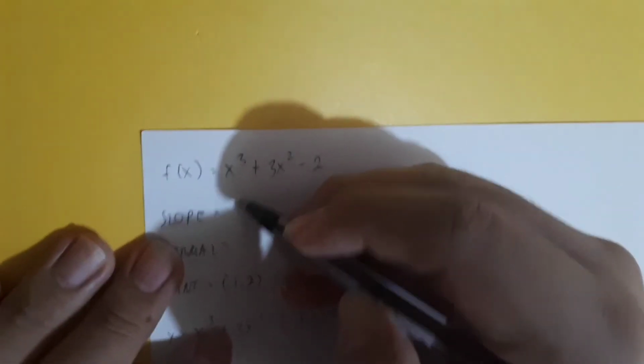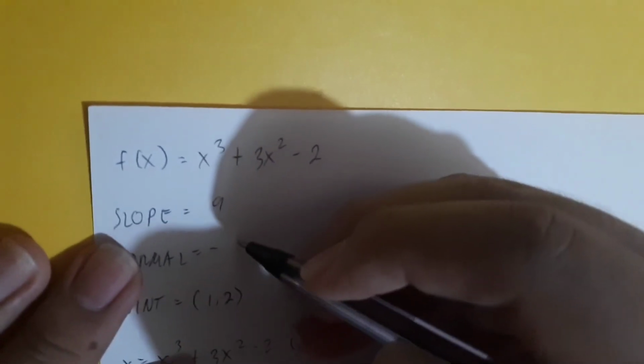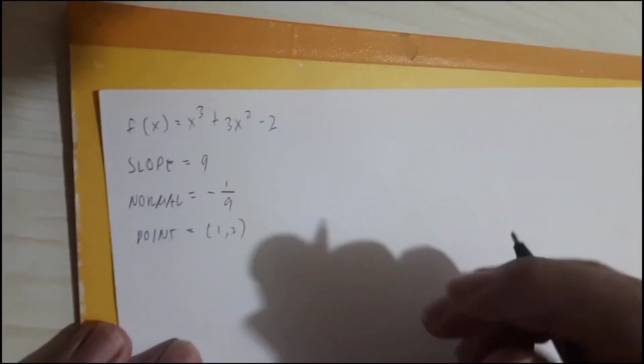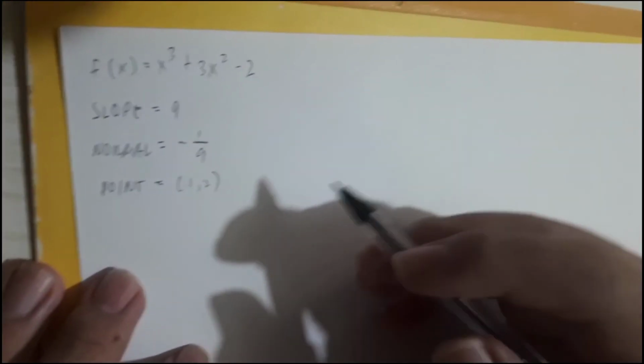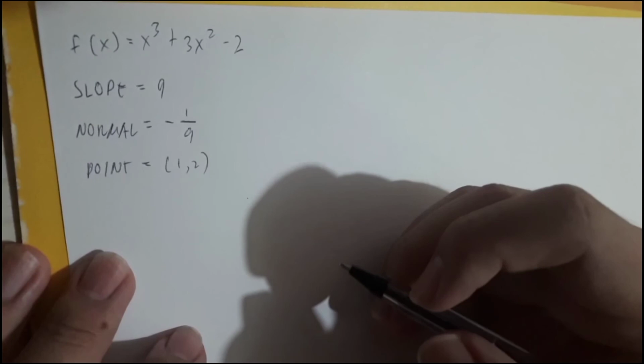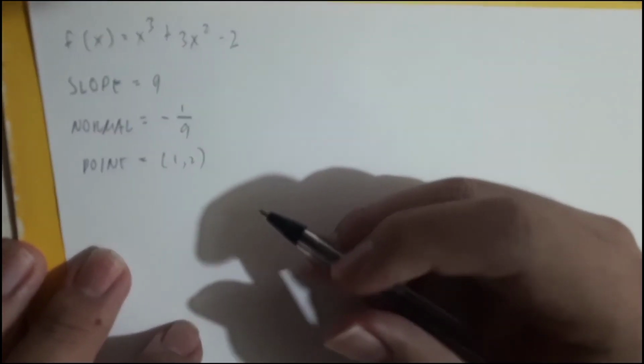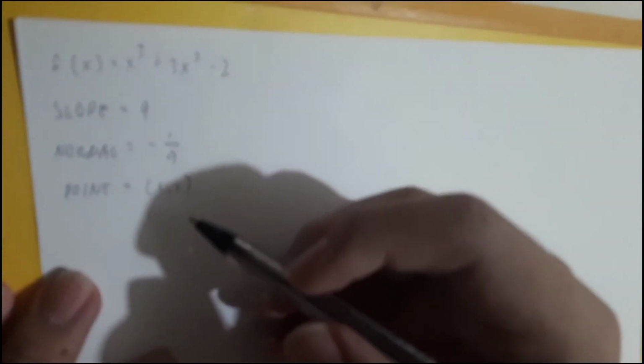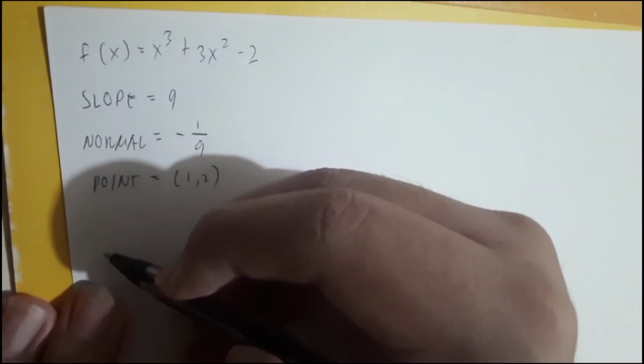So we'll put that here. Negative 1 over 9. So after finding the slope and the normal line, we need to find the equation of the tangent and the normal line. In order to find the equation, we need the slope, the point, and the formula, which is the point slope formula.